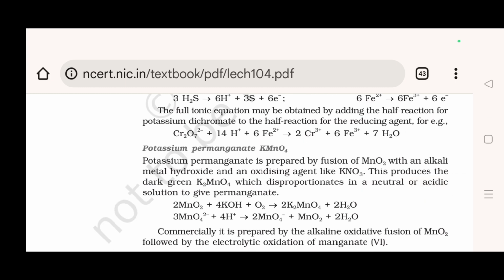Potassium permanganate, KMnO4. Potassium permanganate KMnO4 is prepared by fusion of MnO2 with an alkali metal hydroxide and an oxidizing agent like KNO3. This produces the dark green K2MnO4, which disproportionates in a neutral or acidic solution to give permanganate. 2MnO2 + 4KOH + O2 gives 2K2MnO4 + 2H2O, and then 3MnO4^2- + 4H+ gives 2MnO4^- + MnO2 + 2H2O.